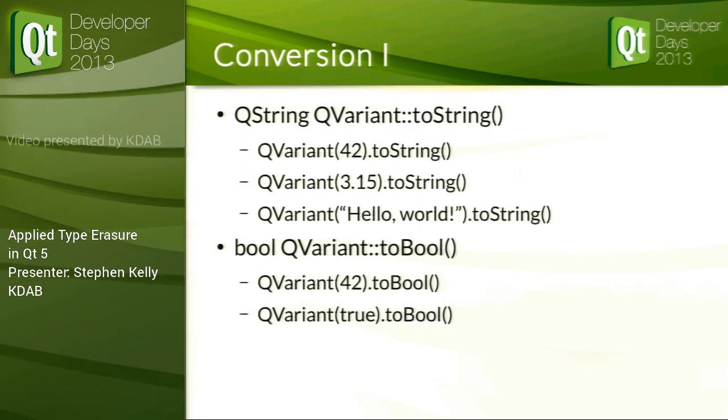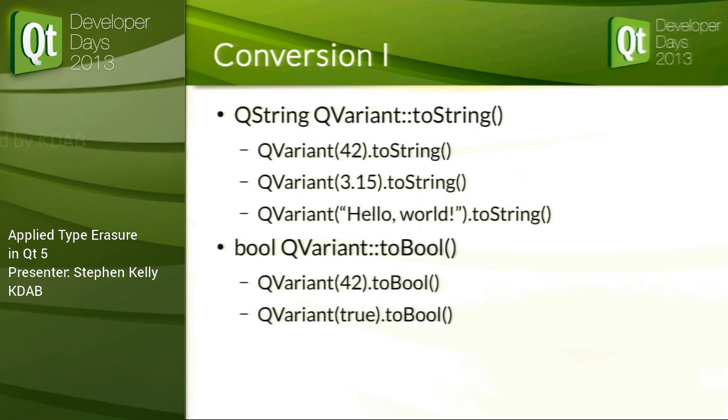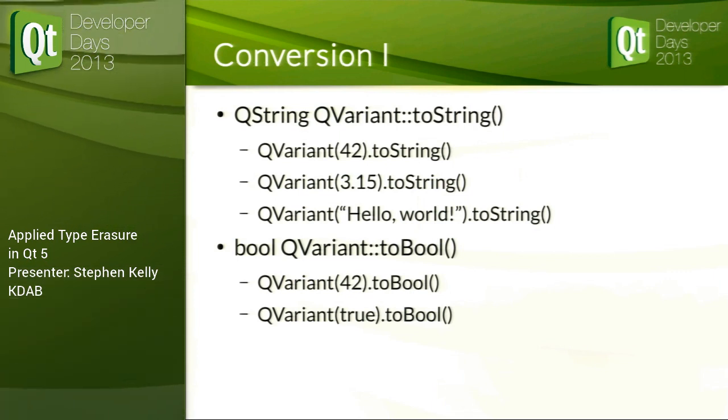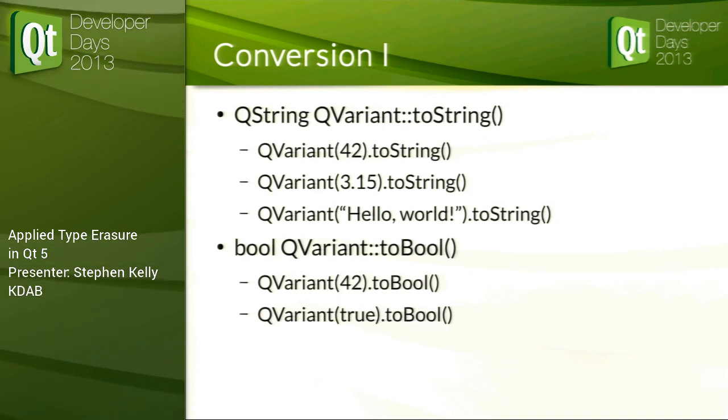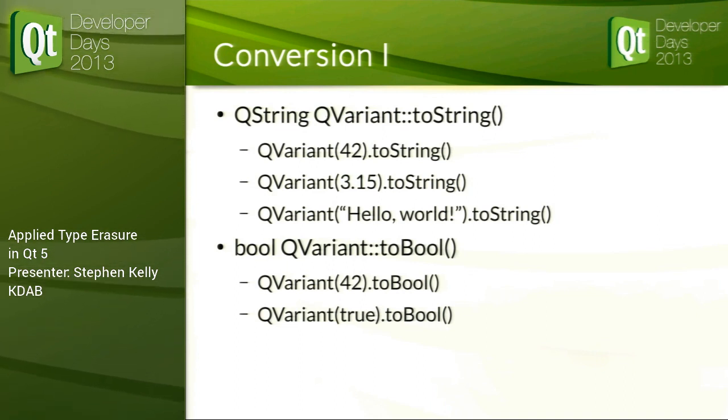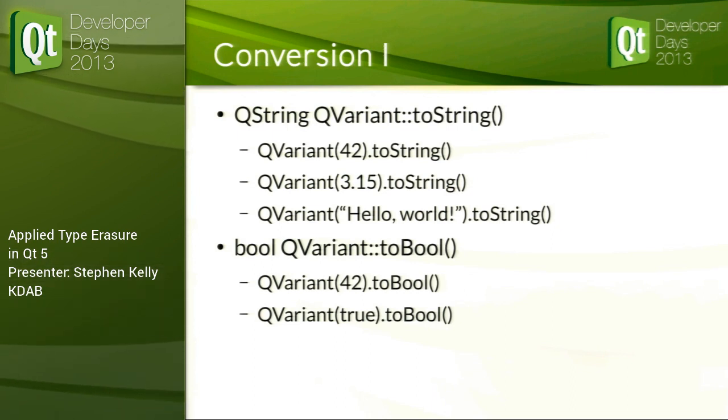So back to today. We're interested first of all in conversion. The QVariant class has a lot of API for doing conversion to built-in types. So you can convert from an integer to a string, from a floating point number to a string very easily, from a string to a string. You can also convert to a Boolean very easily. So it has a concept of truthiness. You know, a non-zero number is true, and things like that. A non-empty string is true as well.